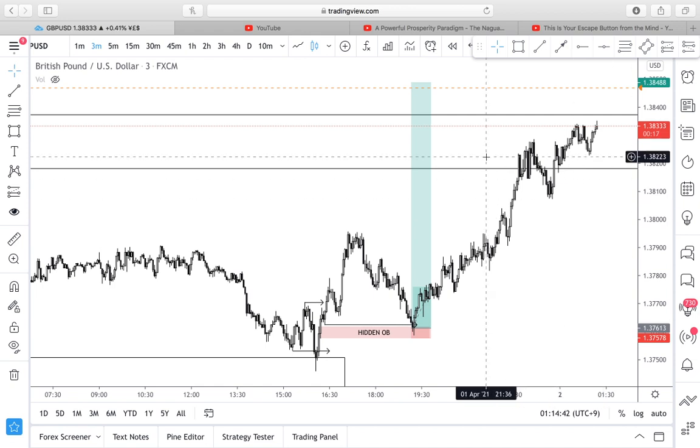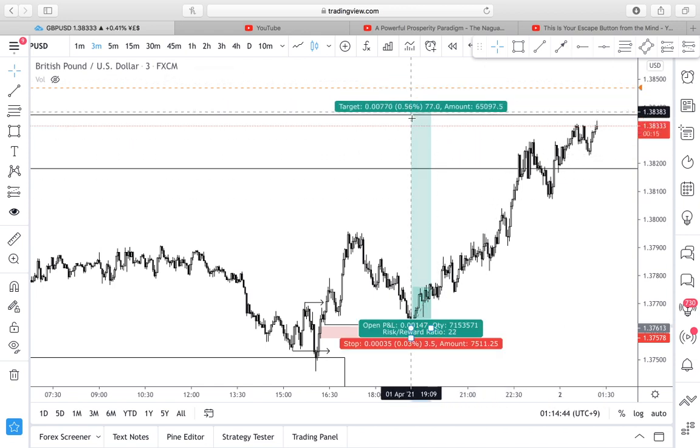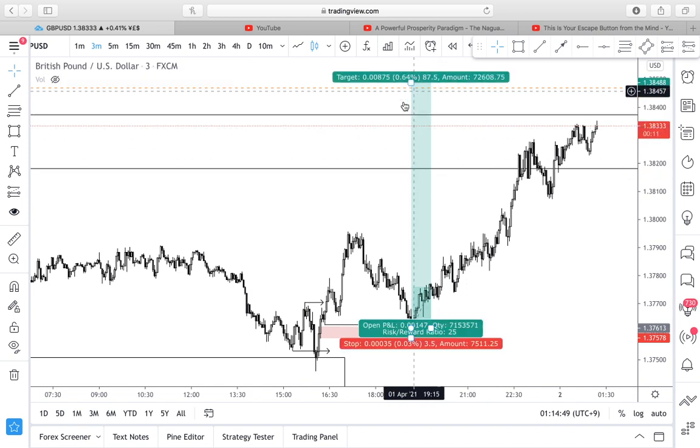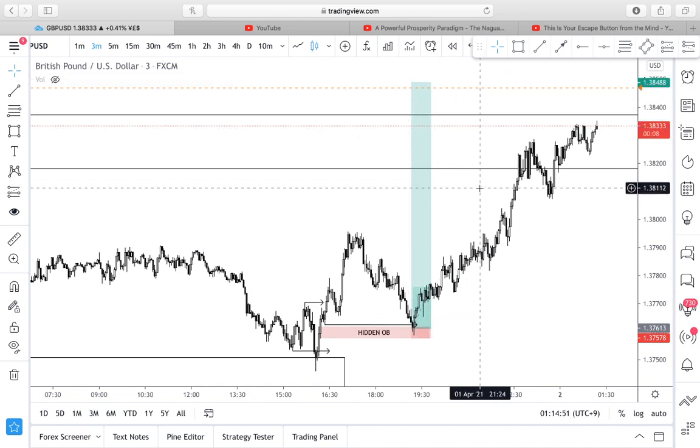This GU trade I'm currently running 20R, aiming for 25R. Took partials at 4R, 7R, and 15R.